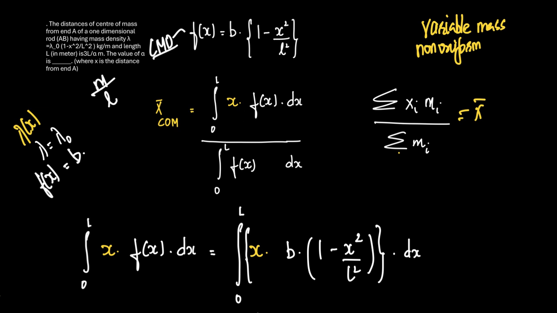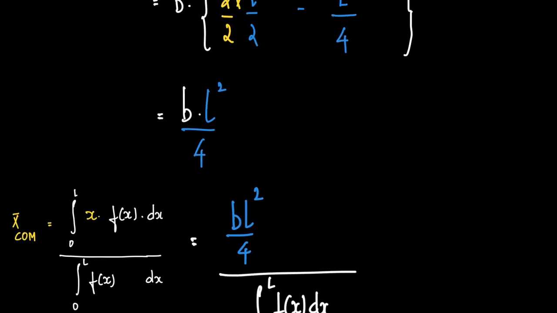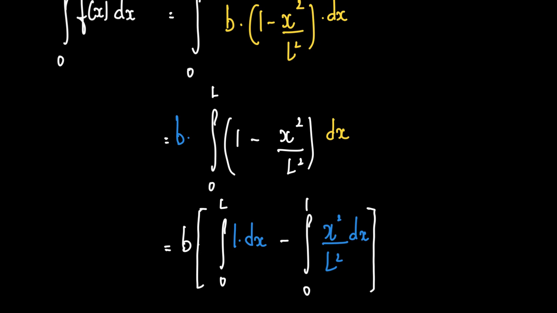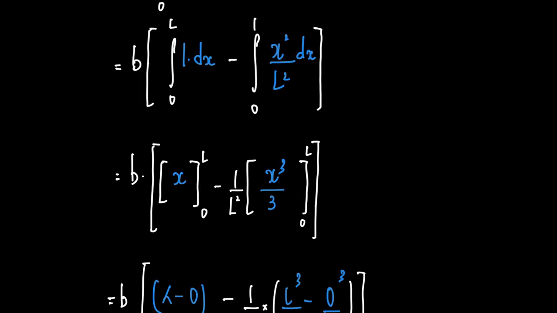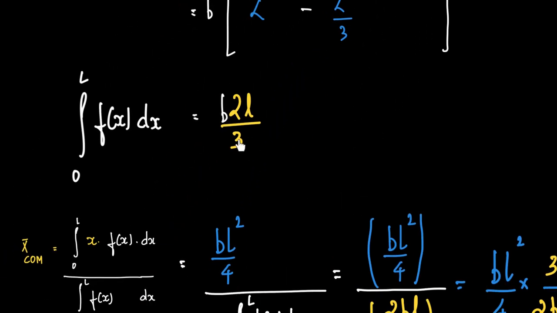Yeah, so it's purely integration. So we have numerator and denominator. We can evaluate them separately. So we have integral 0 to L x f of x dx is equal to, we have this complete derivation here, which gives us the value of the numerator being equal to b L square by 4. And the integral 0 to L of f of x dx, which is in the denominator, can later be evaluated, which gives us the value as 2bL by 3.